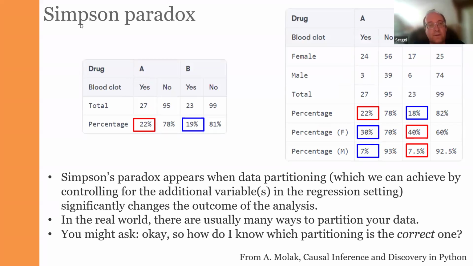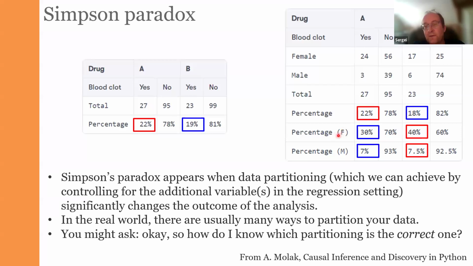It seems like if you talk to your doctor and he has to figure out which prescription to give you, it looks like A is definitely better. Now let's look at the same type of data, which is stratified based on gender. And lo and behold, you can check the numbers, it looks like drug A is actually worse because it causes blood clots more often.